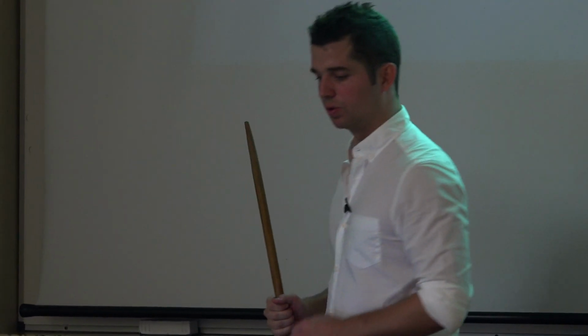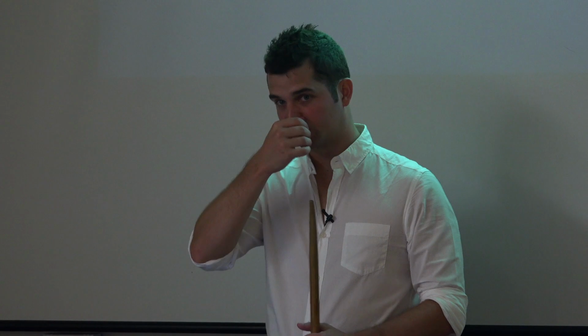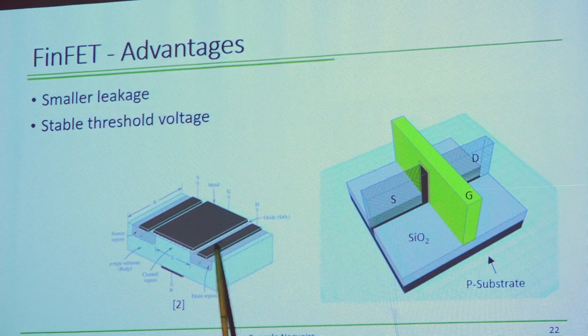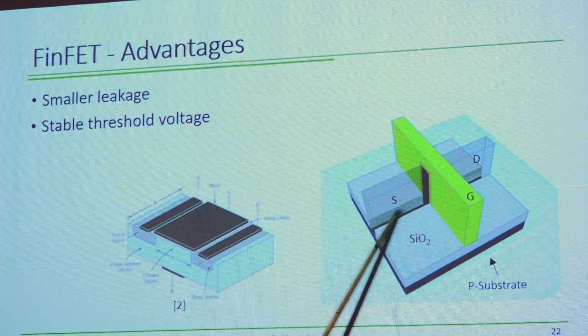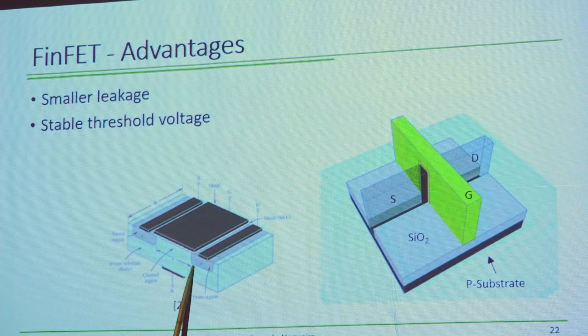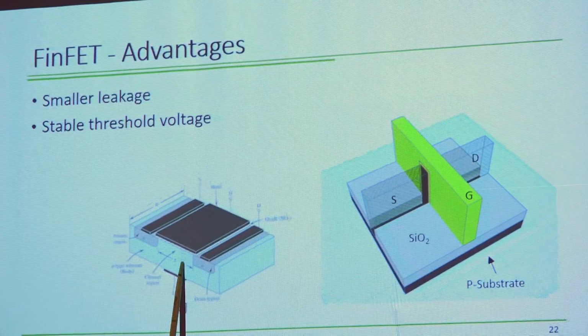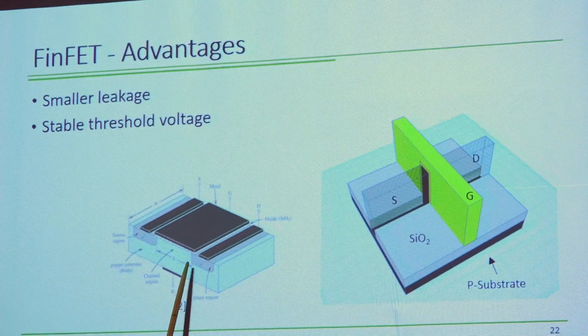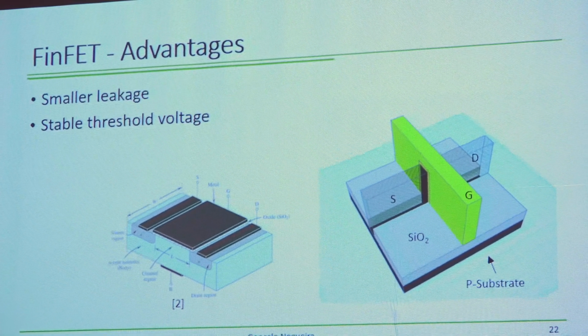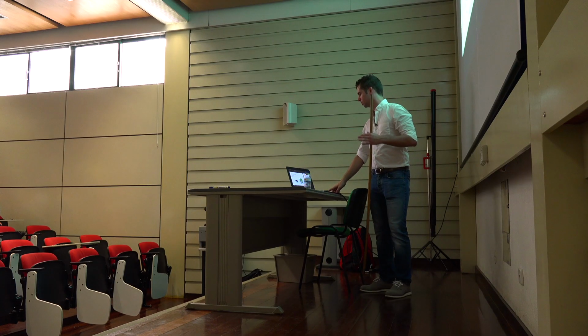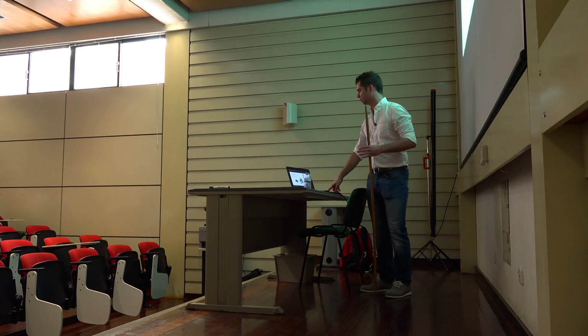Also, the DIBL effect is much smaller because you have better gate control. The gate, like I told you, is all around the channel, and it doesn't allow the drain to get that deep inside the channel, and reduces the DIBL effect. So you get a more stable threshold voltage.